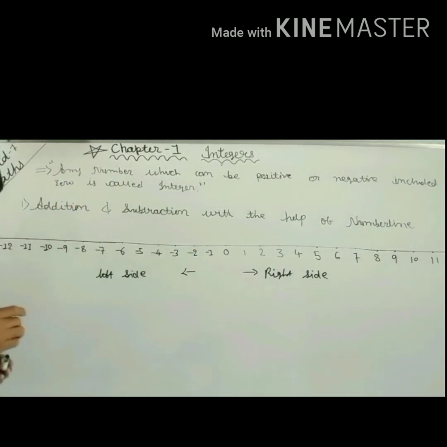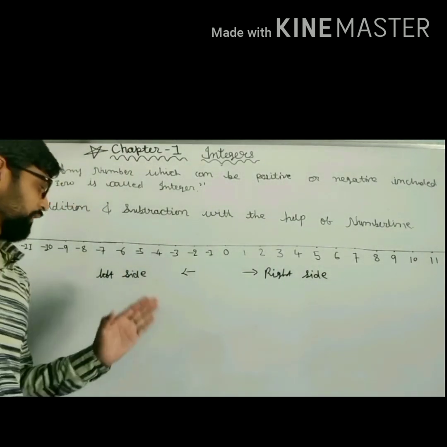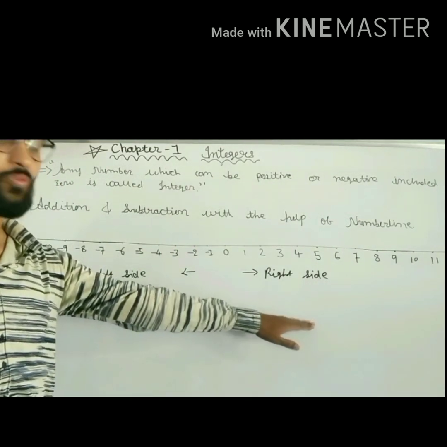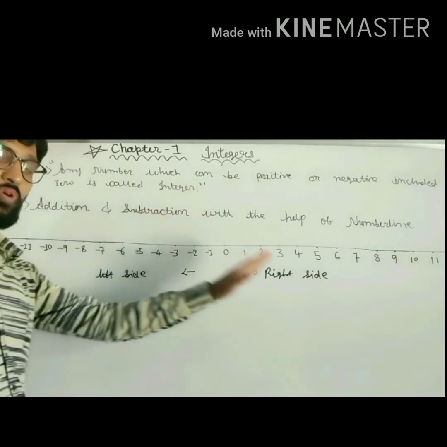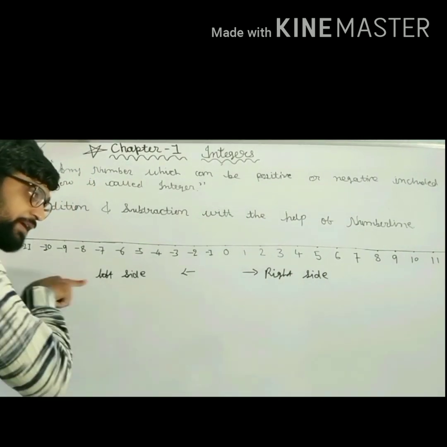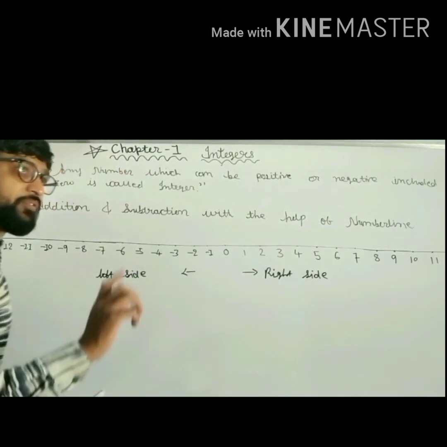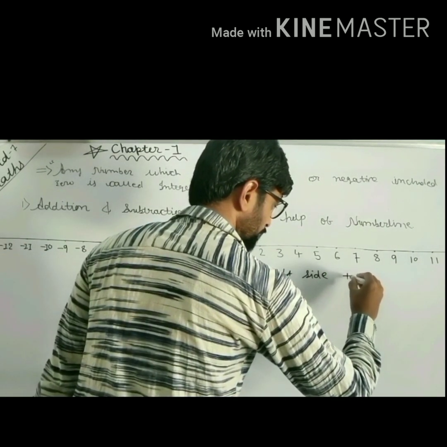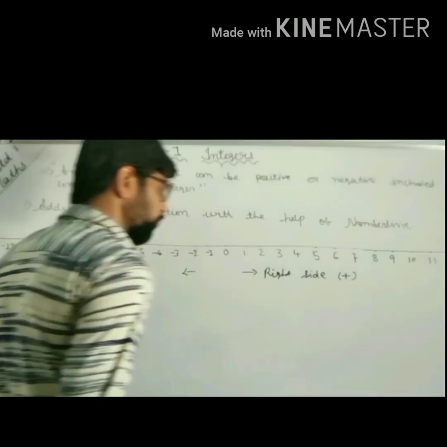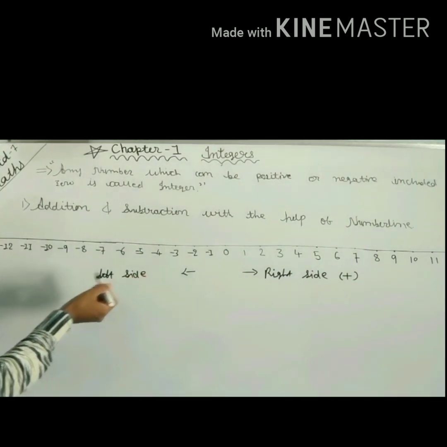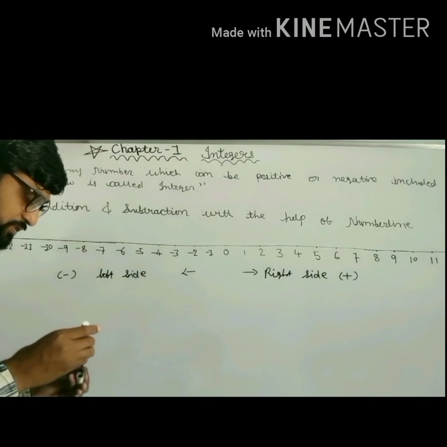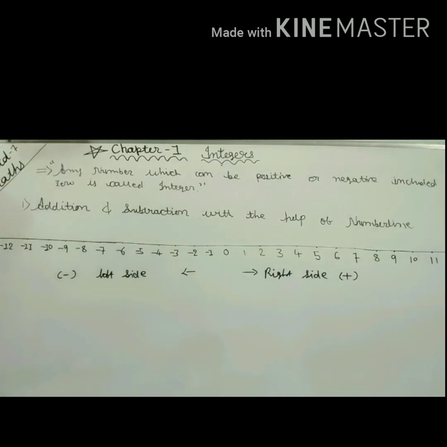Whenever we are moving from left to right, whenever we are moving to the right side, then we have to add the number, means we have to plus or add the number. Whenever we are moving to the left side, then we have to subtract the number. Is that clear to everyone? Let's see with the help of an example.